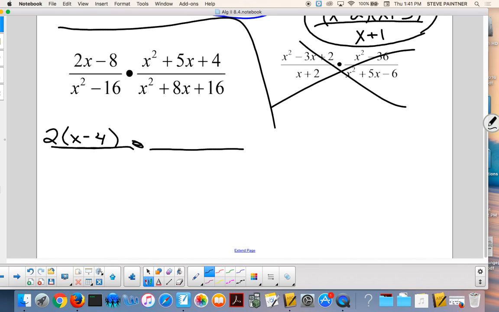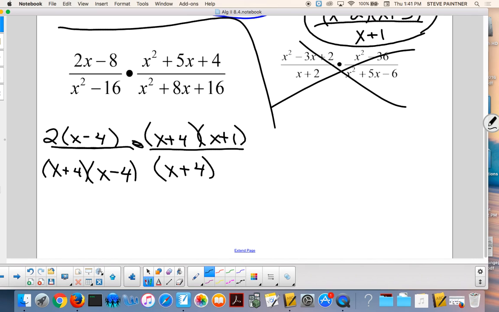How about bottom, John? X plus 4 and x minus 4. Okay, good. How about upper right, Hannah? X plus 4, x plus 1. She's right. Eric, bottom right? X plus 4, x plus 4. Good. You guys know how to factor. That's nice.